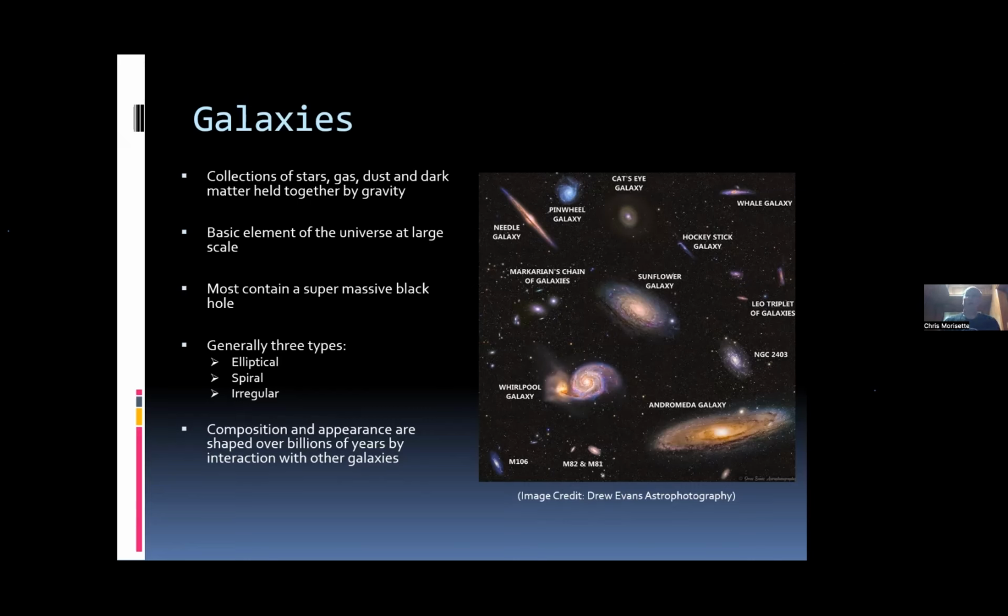They are the basic element of the universe at a large scale. So if you think about a star being the basic element at a small scale, galaxies are the basic element at a large scale. Most contain a supermassive black hole, and there are generally three types of galaxies: elliptical, spiral, and irregular. The composition and appearance of galaxies are shaped over billions of years by their interactions with other galaxies. We'll look at a couple of examples of that, because it's a very dramatic effect.